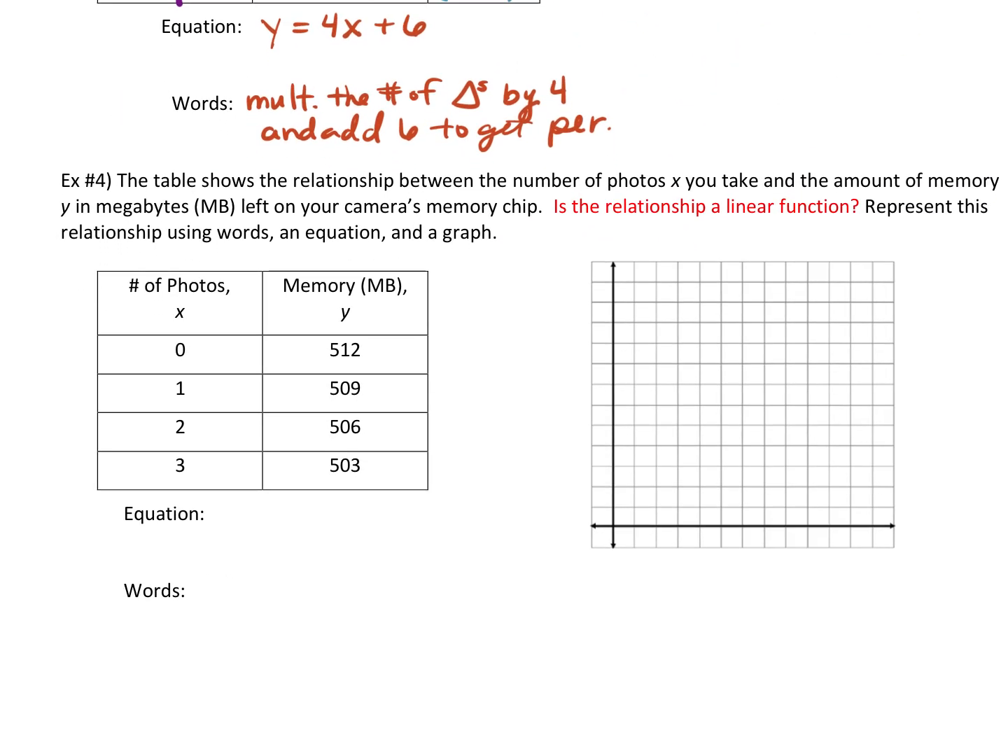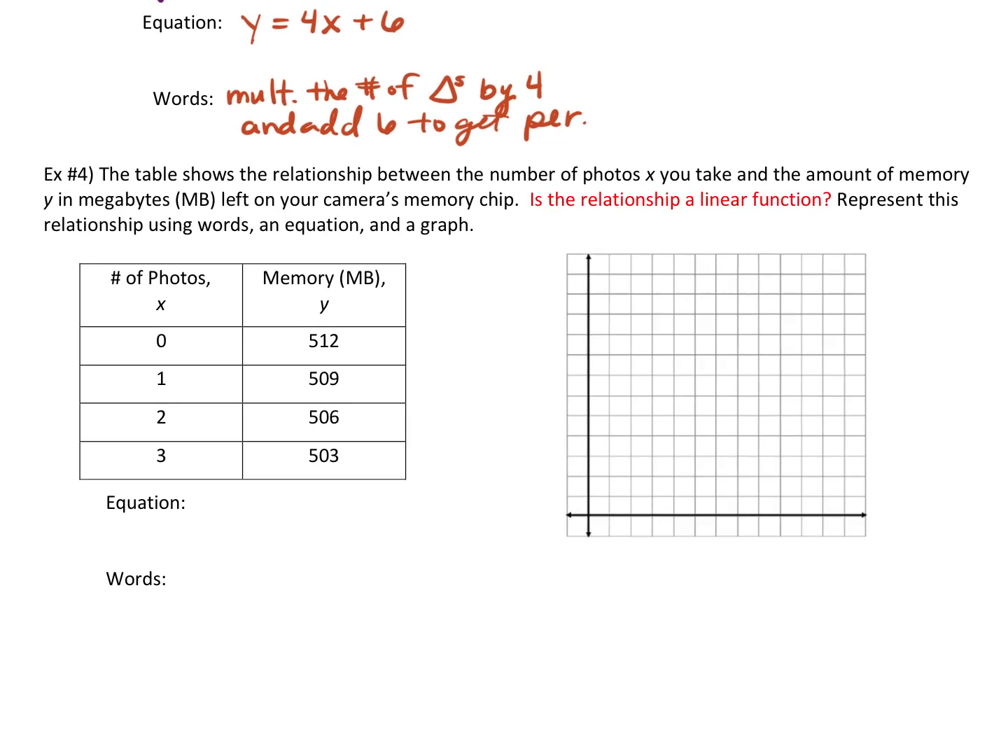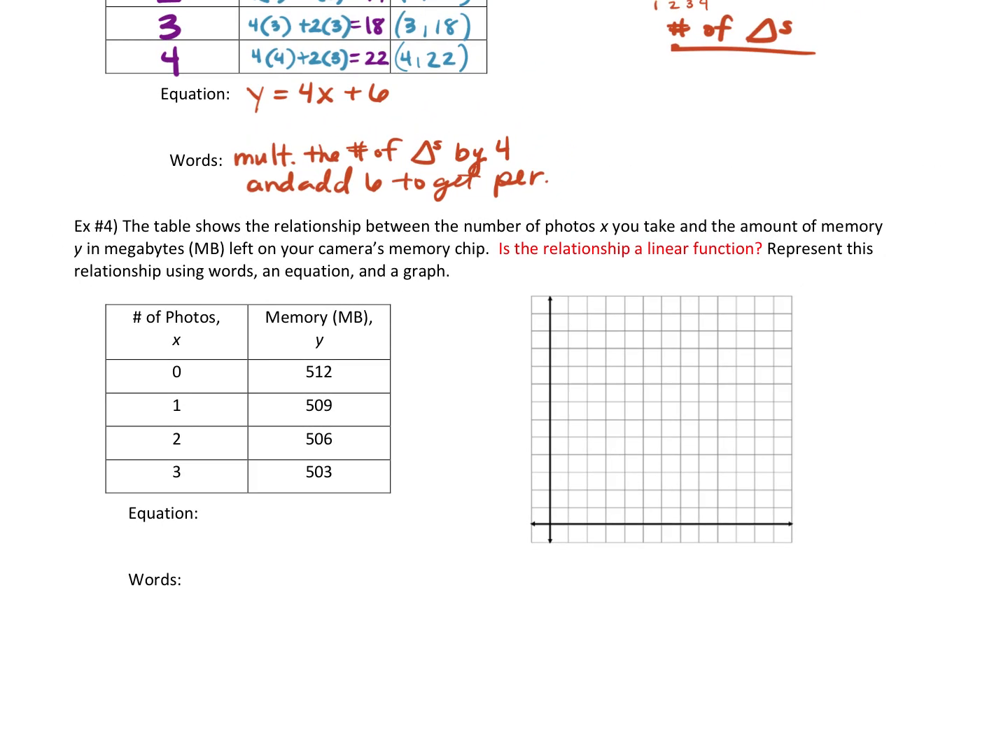I'm going to talk you through this one real fast. I do want to show you something about the graph. Let's talk it out. It says the table shows the relationship between the number of photos x that you take and the amount of memory y, in megabytes, left on your camera's memory chip. Is it a linear function? Represent using words, an equation, and a graph.